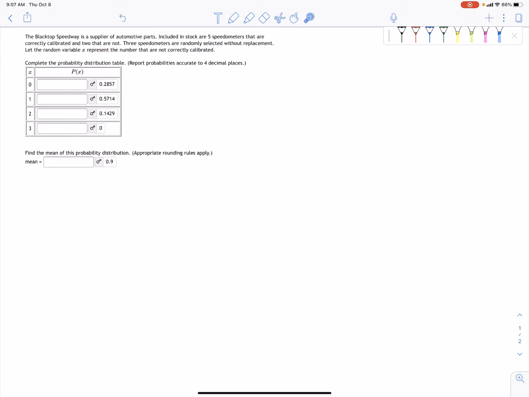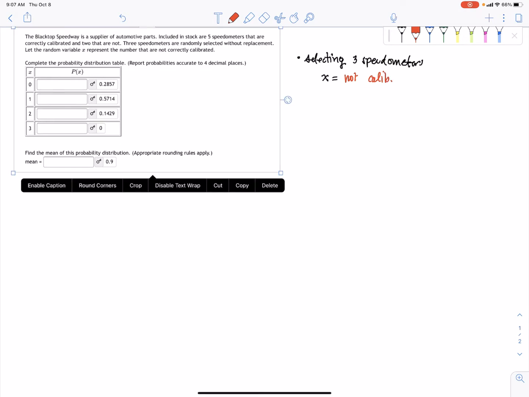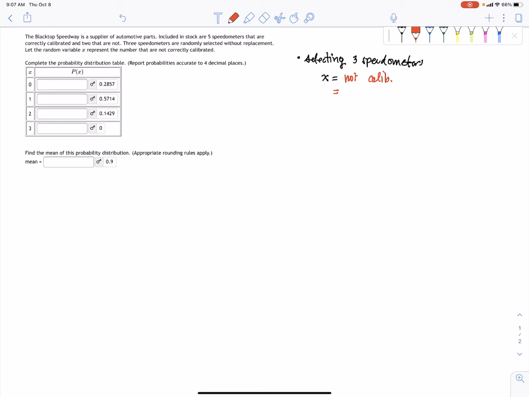So if we are randomly selecting 3 speedometers, then we know that out of these 3 that we are selecting, there could be 2 that I select that are not calibrated. Since x represents the number that are not calibrated, then x must equal, right, either out of these 3.